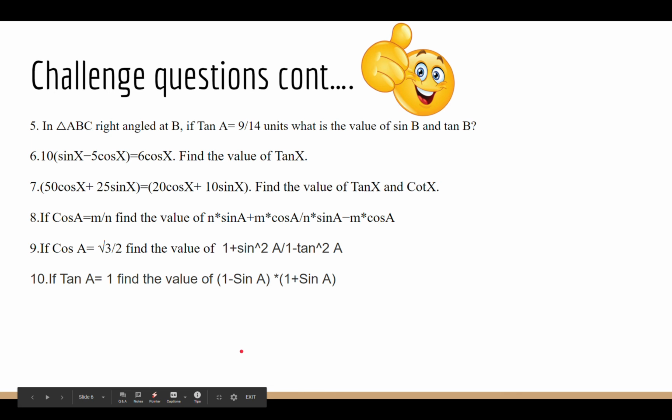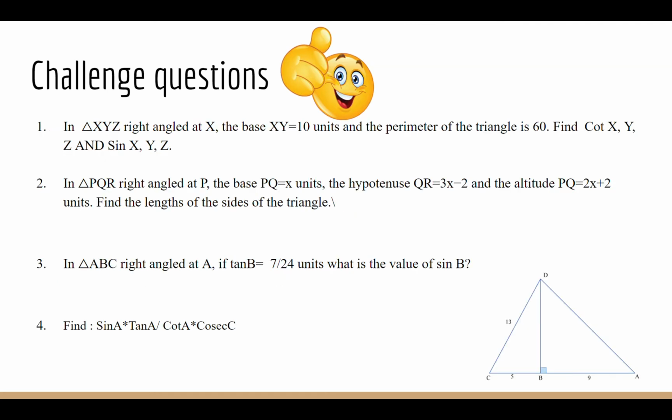Question number 5. In triangle ABC, right angled at B, if tan A is equal to 9 by 14 units, what is the value of sin B and tan B? Question number 5 and question number 3 are the same question, so I've already given you the explanation on how to do it.